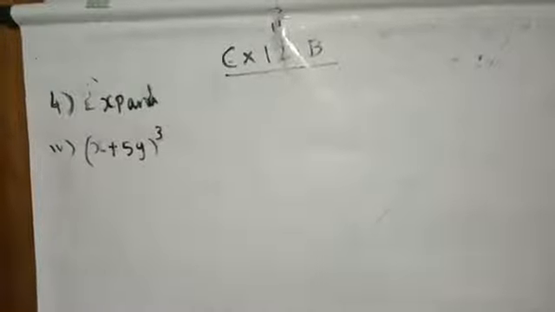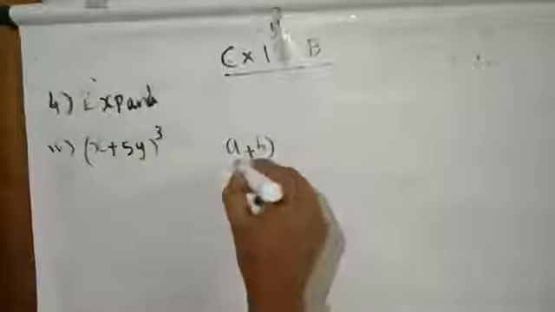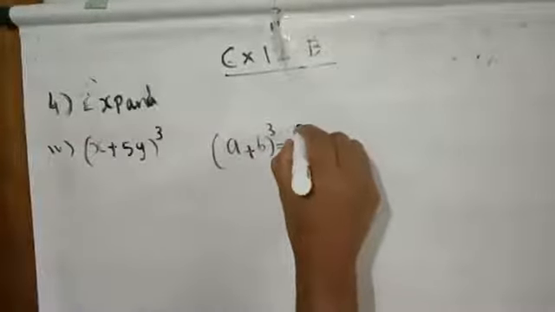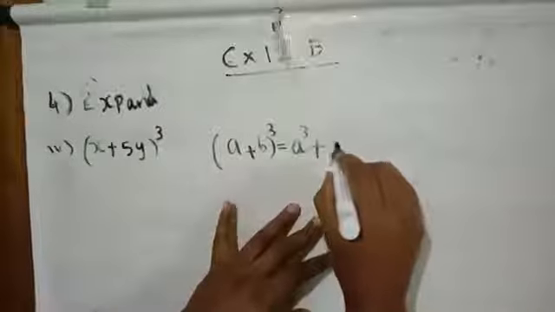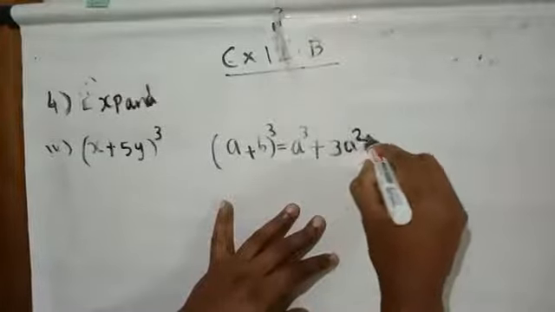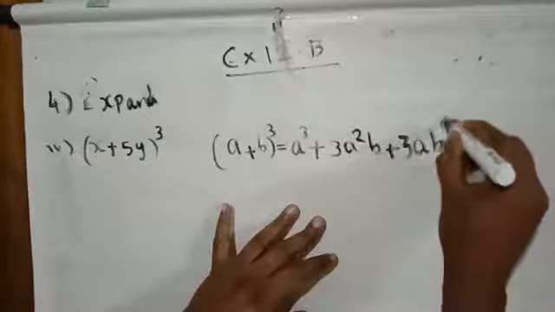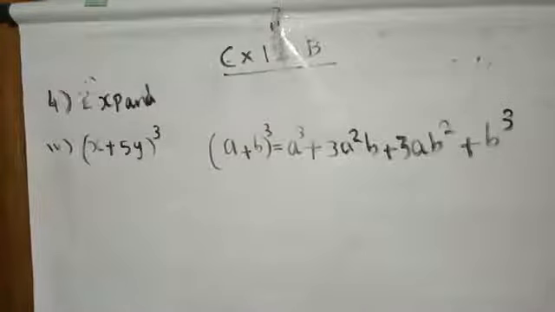We know that what is a plus b the whole cube? It is equal to a cube plus 3a square b plus 3ab square plus b cube. Okay, a cube plus 3a square b plus 3ab square plus b cube.